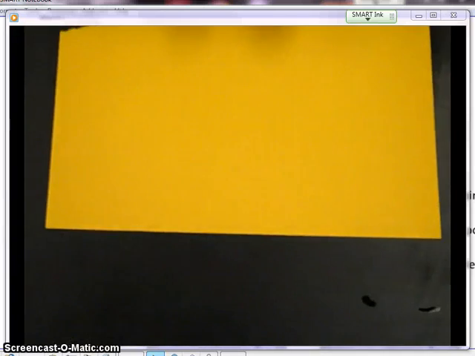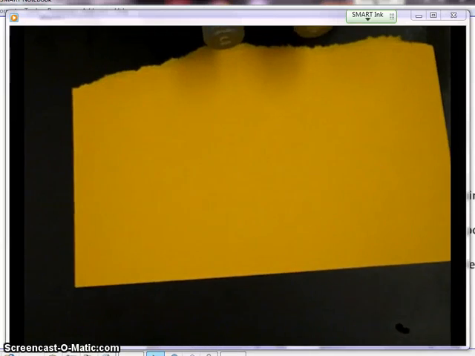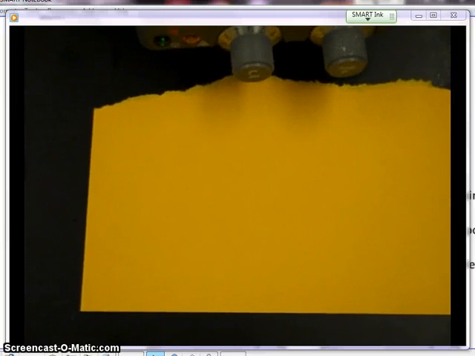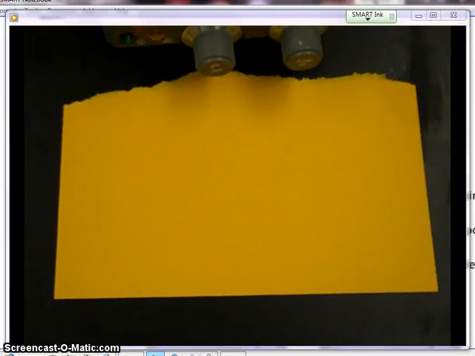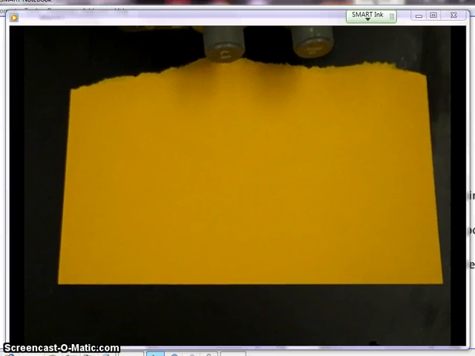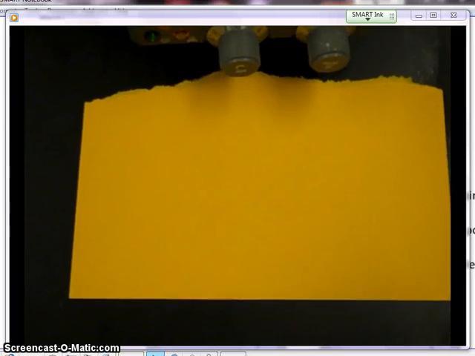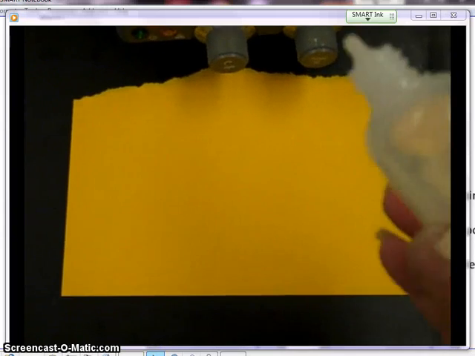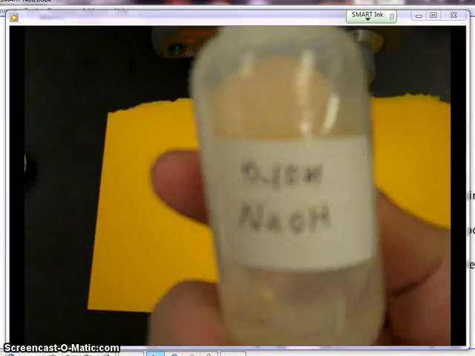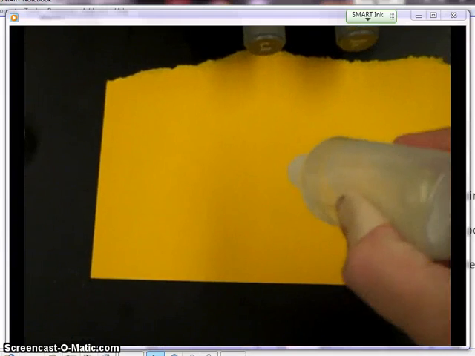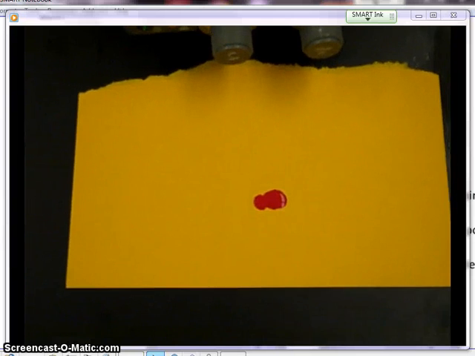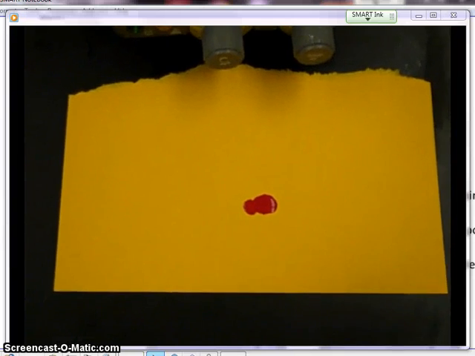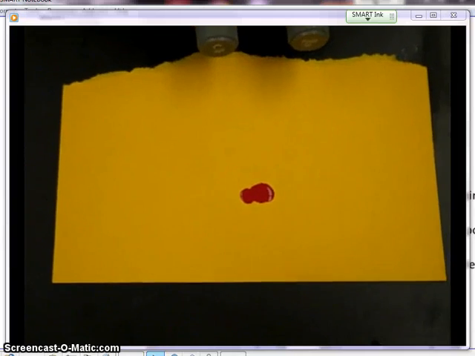Here's another particular indicator, and that is my goldenrod paper. Goldenrod paper is a natural indicator. Goldenrod is actually a weed you might see on the side of the road that is this color, and they use it to dye bright yellow paper. But in the presence of a base, here I have some sodium hydroxide, look what happens. I put some of that on there. It turns that nice, deep red color in the presence of a base. If I were to put acid on it, it just kind of gets wet, and that's about it.